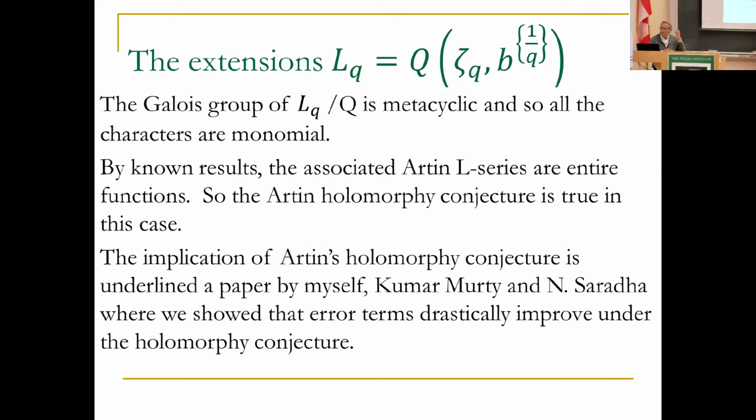So these extensions, the Kummer extensions that show up, are metacyclic. And so all these characters are monomial. And by known results, associated Artin L-series are entire. In fact, we have what's called a strong Artin conjecture, which I'll talk about, which was proved by Professor Arthur and Clozel. For nilpotent groups, you have all the Artin L-series not only are entire, but they are automorphic in the sense of Langlands, which I will try to explain.